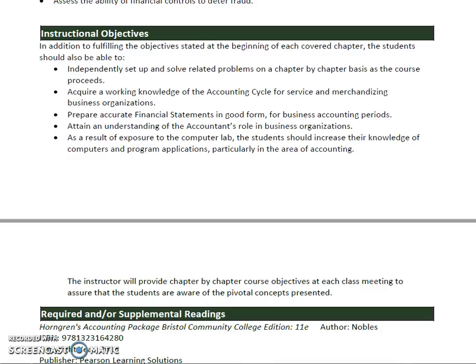And then as a result of exposure to the computer lab, the students should increase their knowledge of computers and program applications, particularly in the area of accounting. We'll be using Excel to do our lab work. We'll be using formulas. Please watch the Excel tutorial before doing the Excel spreadsheets and dropping them in the Dropbox. If you don't have Excel on your computer, you can download it through the BCC e-learning resources tab. Under your Access BCC, you'll have access to Excel.